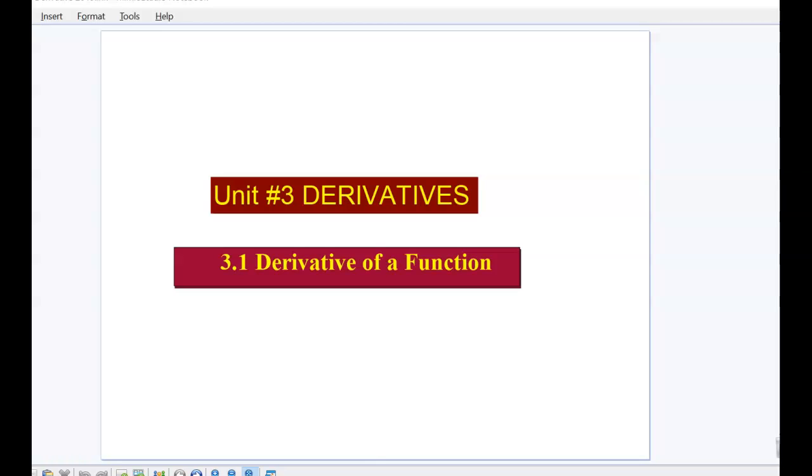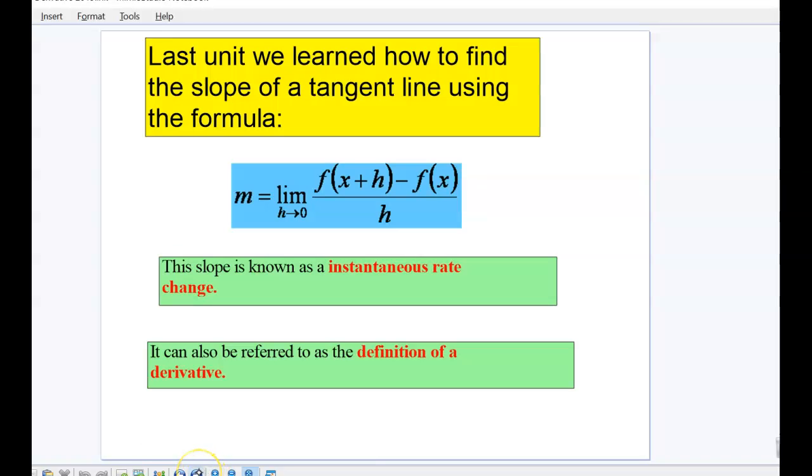In Unit 3, we're going to study the concepts of derivatives. In Section 3.1, we're going to look at the derivative of a function. Last unit, we learned how to find the slope of a tangent line using the formula m equals the limit as h approaches 0 of f of x plus h minus f of x all over h.